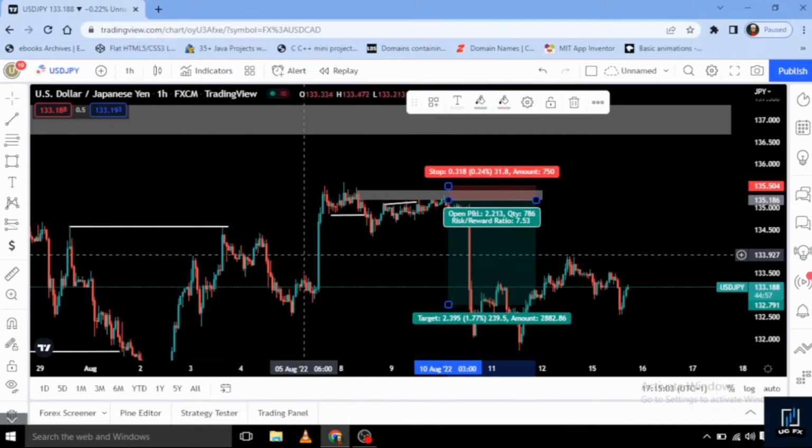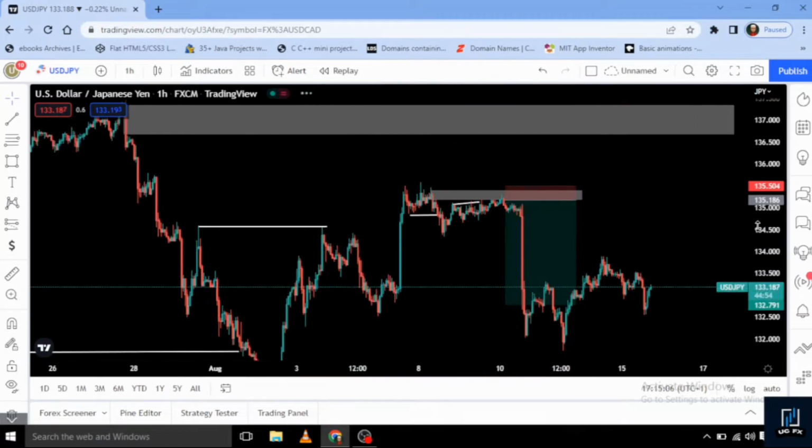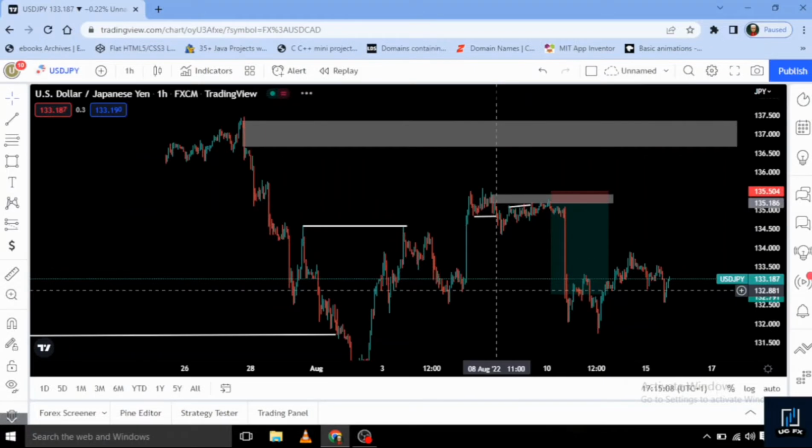So that's pretty cool. Understanding this market liquidity and how the market plays out would enhance your trading style.